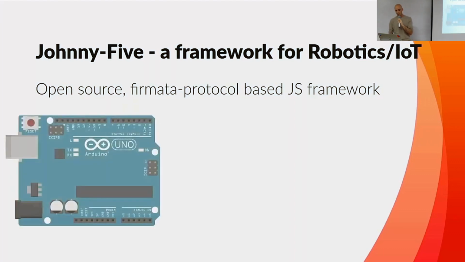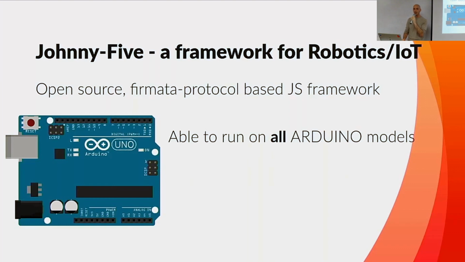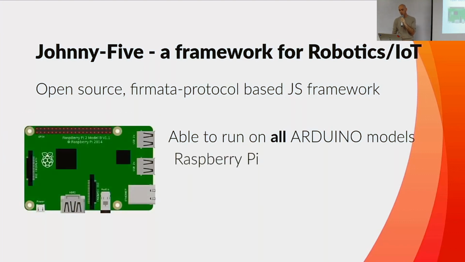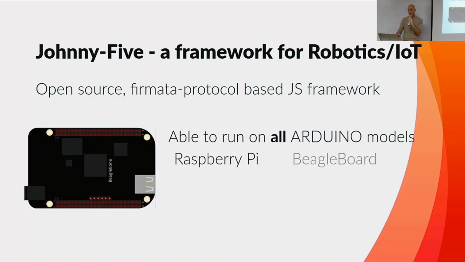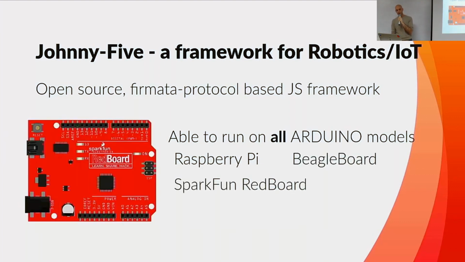The beauty of Johnny 5 is that thanks to this Firmata protocol, we can actually run it on all Arduino models. We can run it on a lot of SBCs actually, which stands for single board computers. Not only on all Arduino models, but also we can run it on Raspberry Pis, BeagleBone, and SparkFun RedBoard. Well, more of these actually. This is not a complete list. There is way more than that, and I actually suggest you go on the website to explore and see how many other boards you can actually use this with.